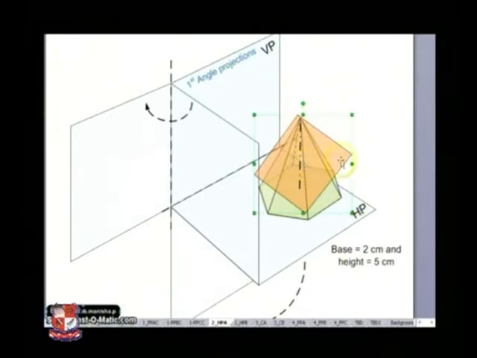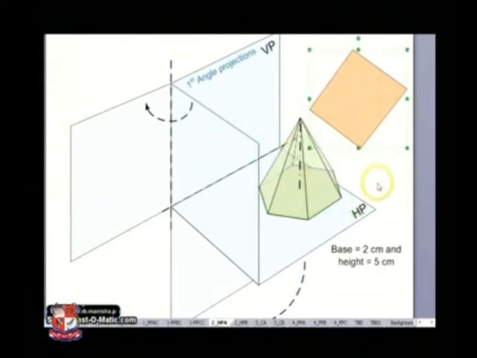Okay, so then we have to draw the projection when it is cut by a cutting plane, and we also have to draw the true shape of the cut shape. Okay, so that's the second part of the problem. And then some more information: the base is 2 centimeter and the height is 5 centimeter. Okay, so that's the problem here.